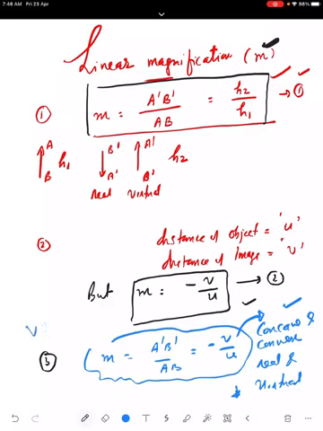And a very important relation. So all of you write this equation 5 times in the copy. Magnification is equal to A dash B dash upon AB equal to minus V by U. A dash B dash can be recognized as H2. AB can be recognized as H1.